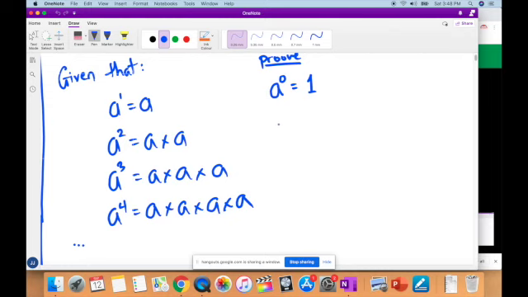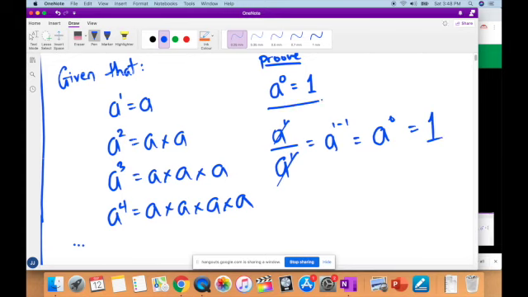But yes, it's true. A to the power of 1 divided by a to the power of 1. We know anything divided by itself is 1. But this is actually a to the power of 1 minus 1 according to the rule, which is a to the power of 0. And anything divided by itself is 1. So therefore, anything to the power of 0 is 1.